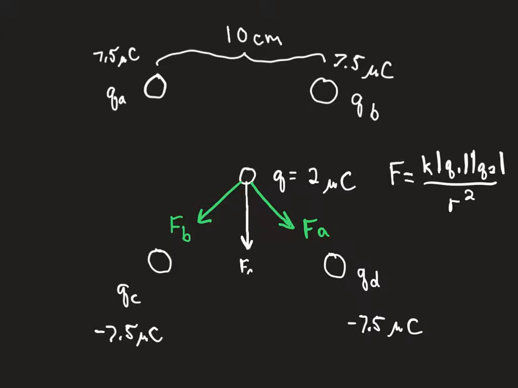So that's FAB. We still have two more pairs of charges, so let's figure out what's going on with those. Where is charge Q going to go due to charge C? Charge C is negative. Is it going to go towards it, or is it going to go away from it? Towards it, because they're opposite signs, so force of C is going to go directly towards C.